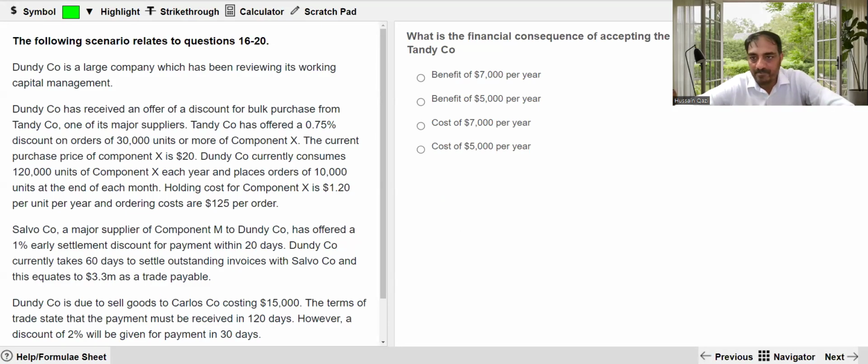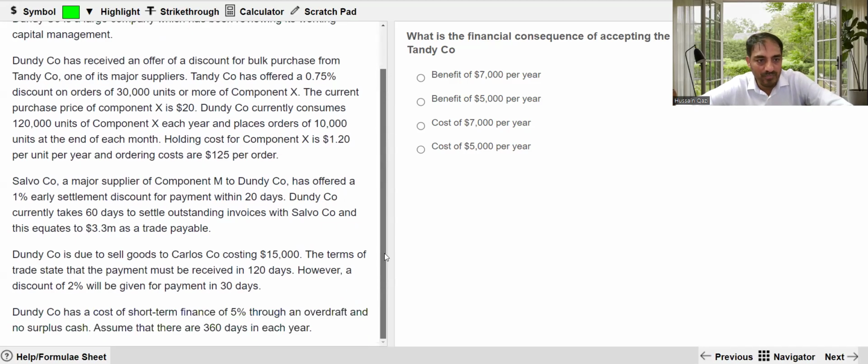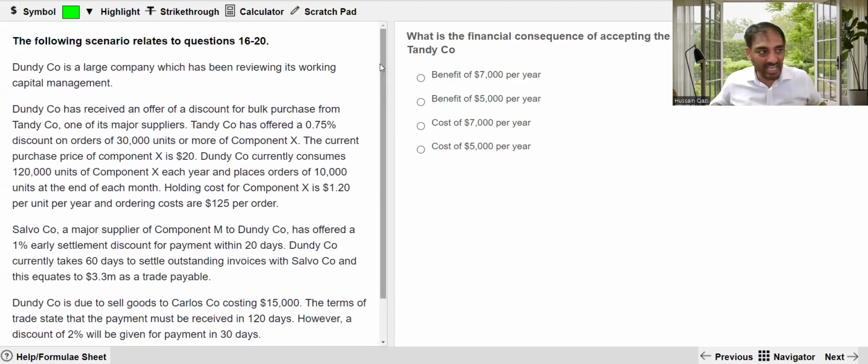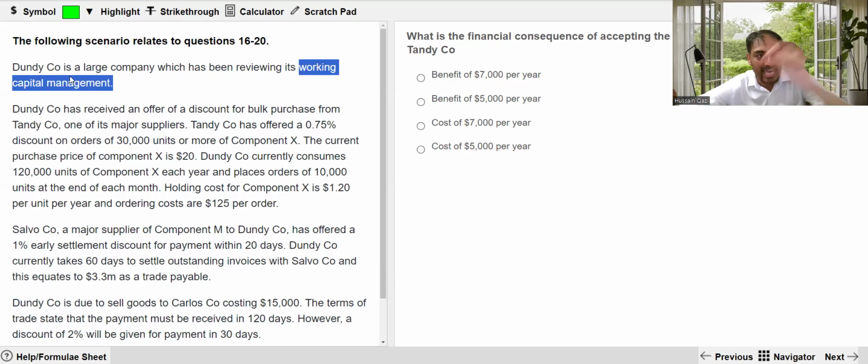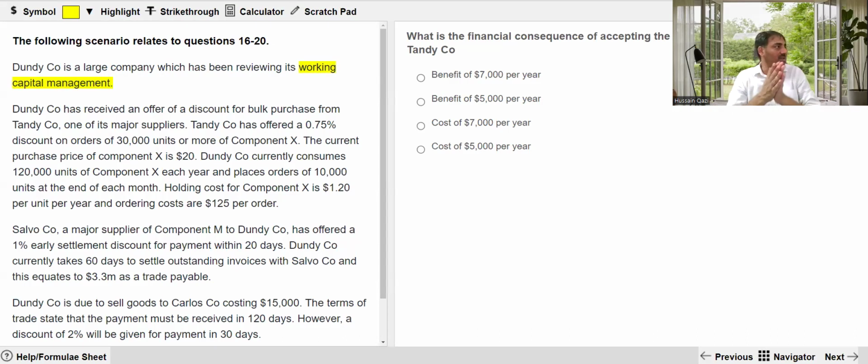Okay, this is a question. The very first thing you should do is read the question very carefully and first identify which content area the examiner is examining here. Start. Hyundai company is a large company which has been reviewing its working capital management. Okay, this is about working capital management. Very interesting.